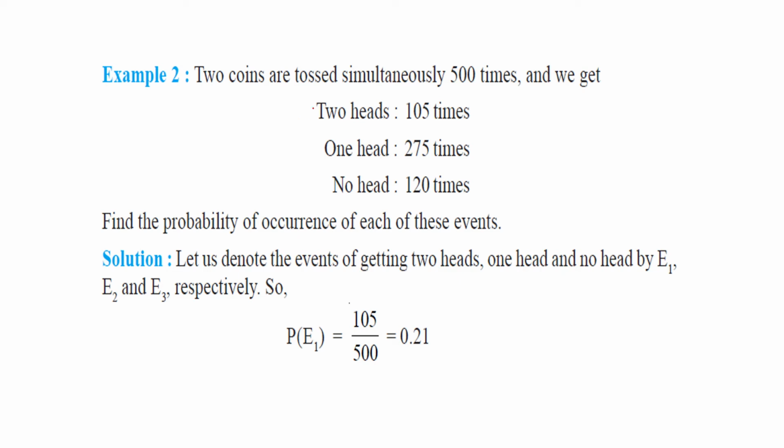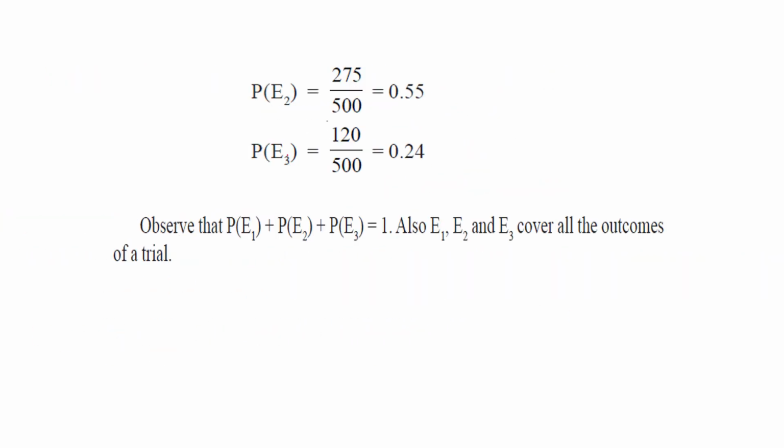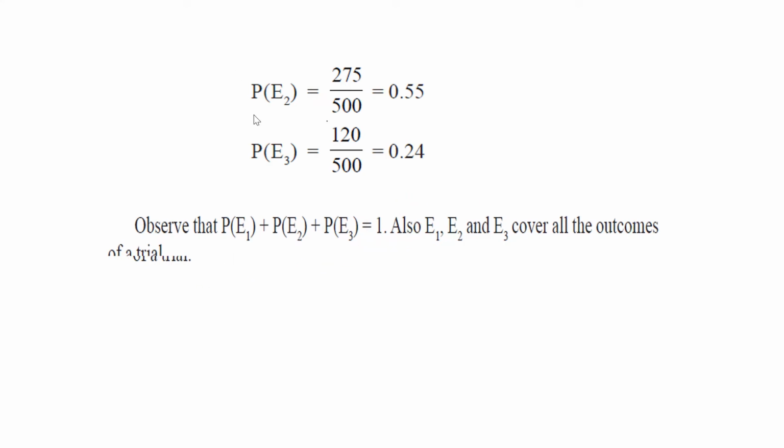So two coins are tossed simultaneously 500 times, and we get two heads 105 times, one head 275 times, no head 120 times. Find the probability of occurrence of each of these events. So this is 105 by 500. This is the probability of the first event. 275 by 500, second event. 120 by 500, third event. E1, E2, E3. And if you add P(E1), P(E2), P(E3), that is going to be 1, because E1, E2, E3 cover all the possible outcomes of a trial in this example.